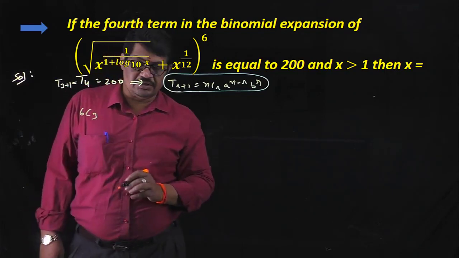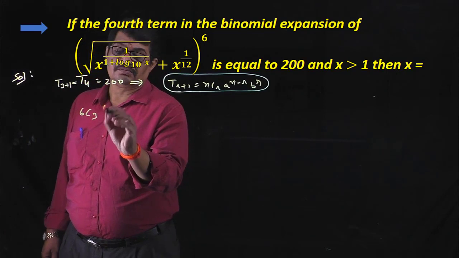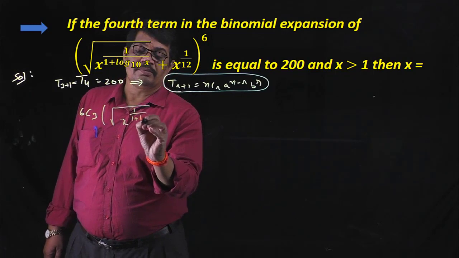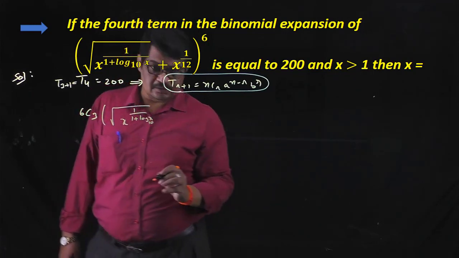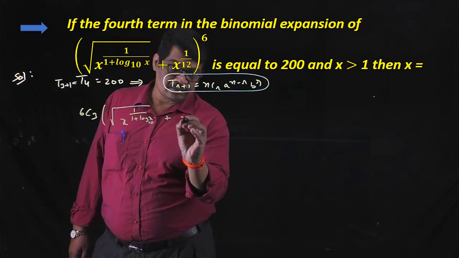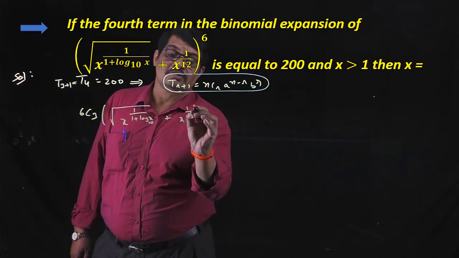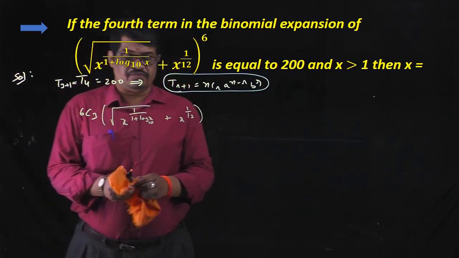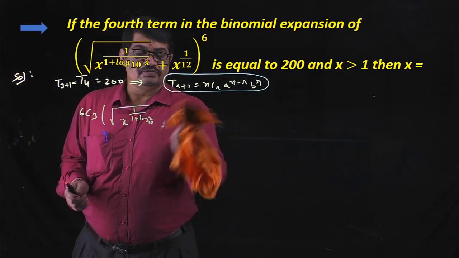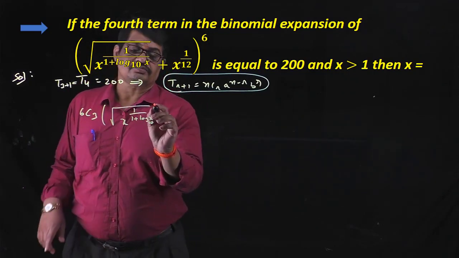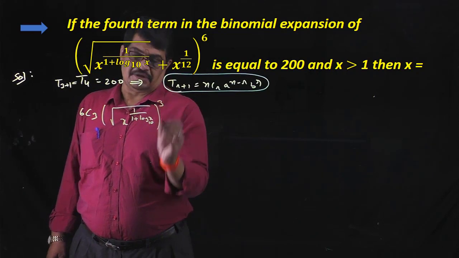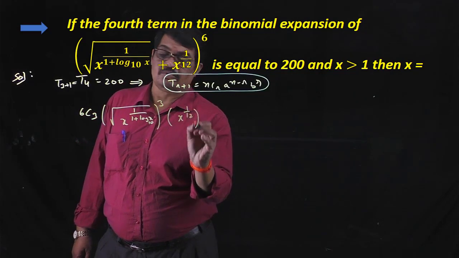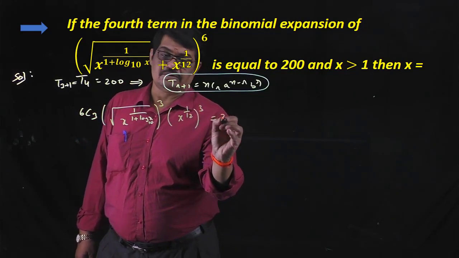6C3 into the first term. What is the first term? That is √x to the power of 1 by (1 + log x to the base 10), and the second term is x^(1/12), whole to the power of 6. This is the first term to the power of 6 minus 3, that is 3, into the second term, x^(1/12) whole power 3, that is 200.